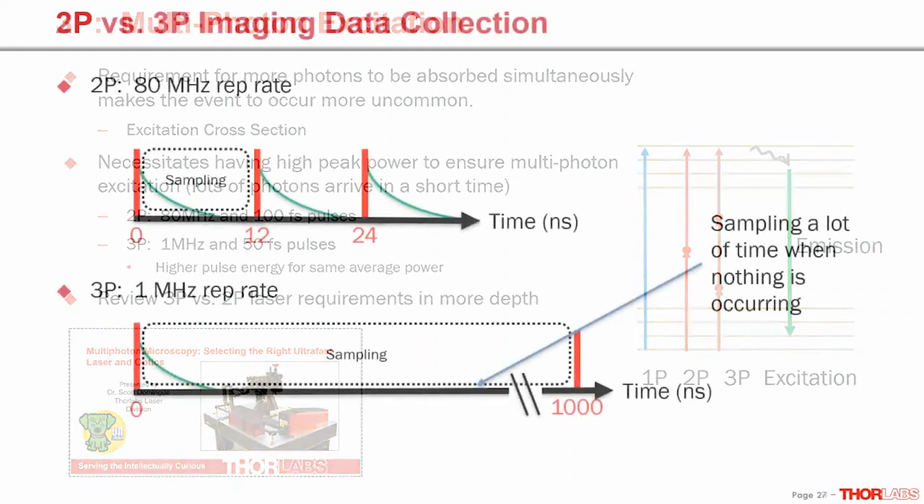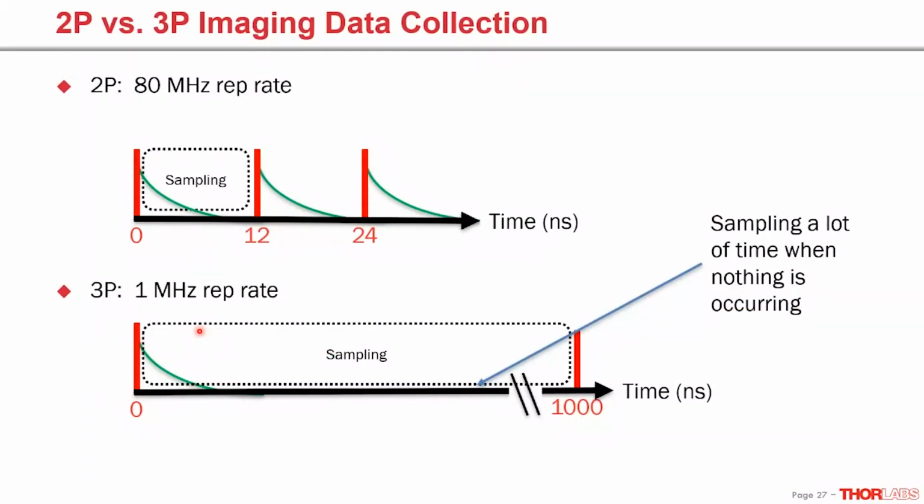Okay. So now that we're going to use these low duty cycle lasers, there needs to be some consideration on how you collect your data. For an 80 megahertz rep laser, you have a laser pulse coming every 12.5 nanoseconds, shown here in red. But your sample is decaying in a handful of nanoseconds. For a 1 megahertz rep rate laser, the laser pulse is coming every 1,000 nanoseconds, or 1 microsecond. So if your fluorescence is only decaying within a couple nanoseconds and you're sampling over this whole window, you're sampling a lot of time when nothing is occurring.